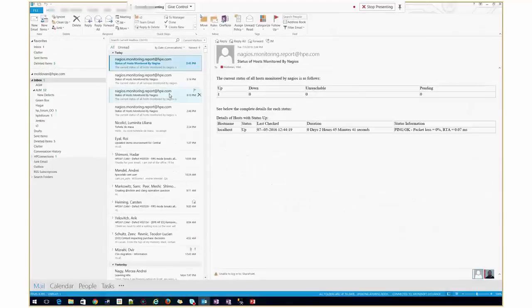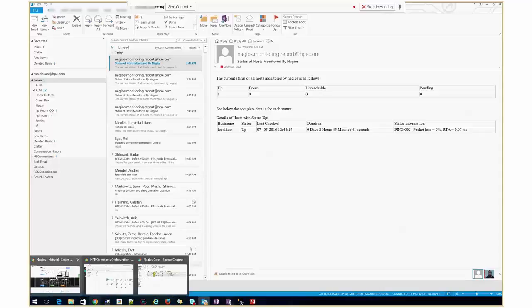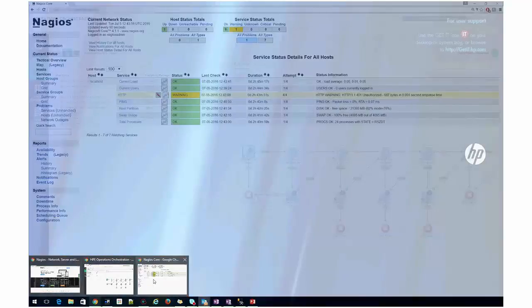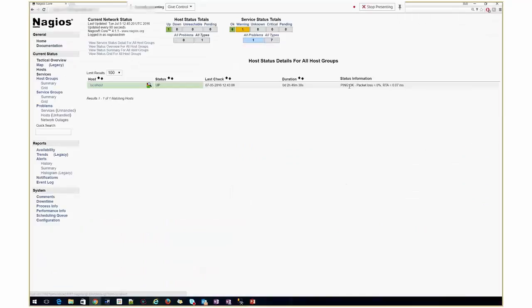Okay, so we see that we have one host monitored, and it's up, as well as the details for the host. So when it was last checked, how much time it is up, and the information Nagios can provide for that host, namely that the ping is okay and the return rate.